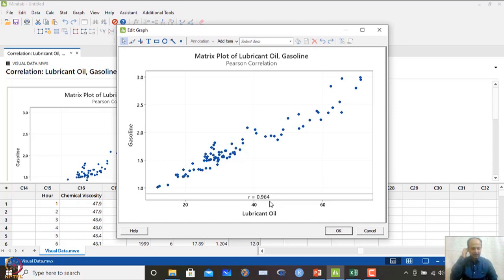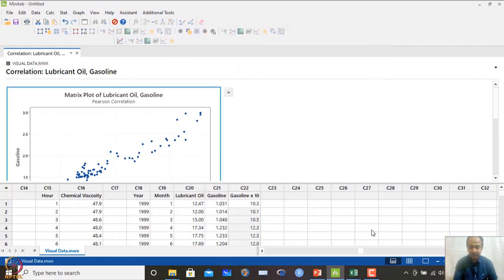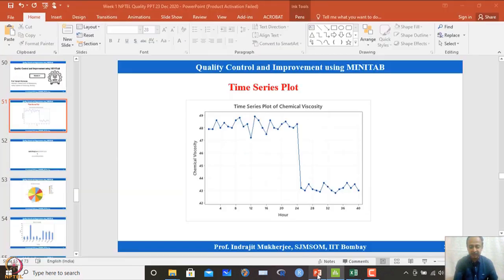So there is no ambiguity over here, and we cannot blame the companies for manipulating or something like that. There is a high correlation, one is increasing, the other is also increasing. So that is another type of data analysis we can do over here, which is known as a time series plot, and correlations we have used to do that.